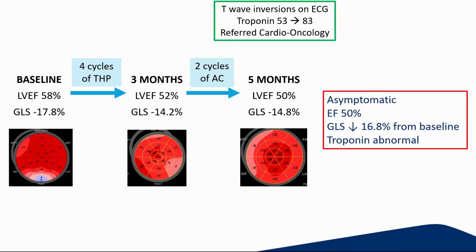I think the bare minimum was that the summary of this patient firstly is that she's asymptomatic, but now her EF has dropped from 58% to 50%, which is low normal. Her strain has dropped from minus 17 to minus 14%, and that gives you an absolute drop of minus 3%. But if you're talking about a relative drop, that's about a 16 to 17% drop from minus 17.8 to minus 14.8. And she comes to you with an abnormal troponin. So I guess the question is, what do you do at this point?